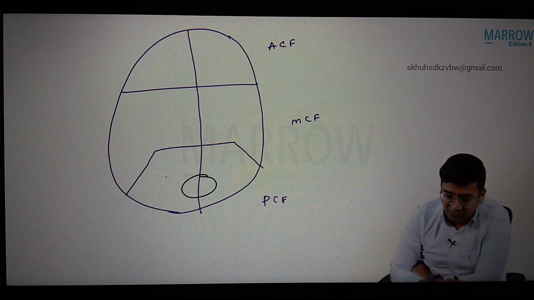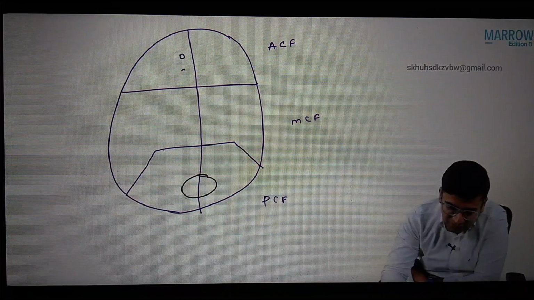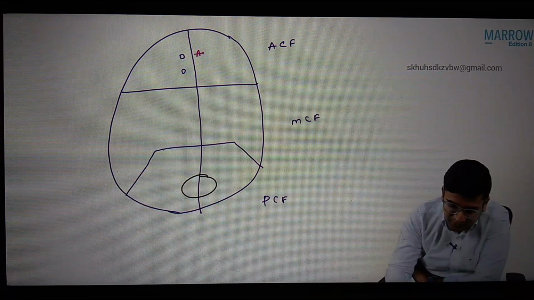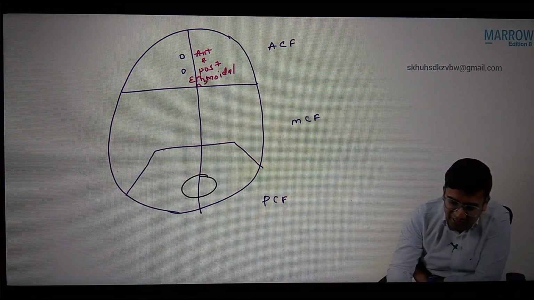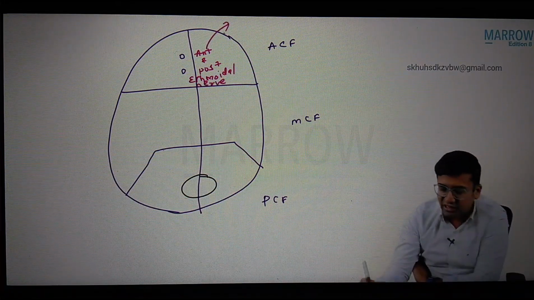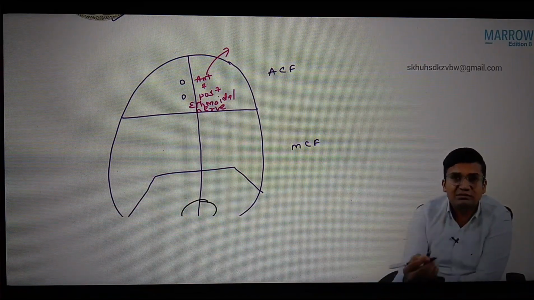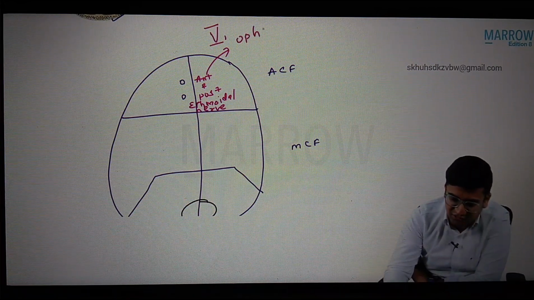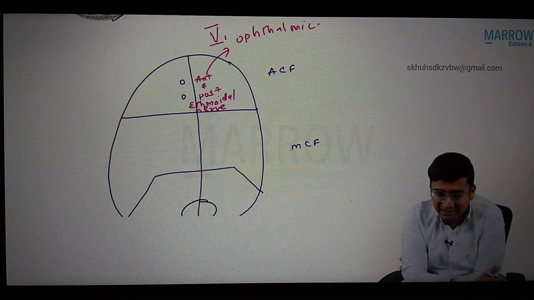Right. Now the anterior cranial fossa is supplied by, here, anterior and posterior ethmoidal foramen will be here. So through these foramens, anterior ethmoidal nerve and posterior ethmoidal nerve. The meningeal branches from anterior and posterior ethmoidal nerve. Ethmoidal nerve is a branch of ophthalmic nerve. Ophthalmic nerve is a branch of trigeminal first division. So ophthalmic nerve supplies the anterior cranial fossa via anterior and posterior ethmoidal nerve.